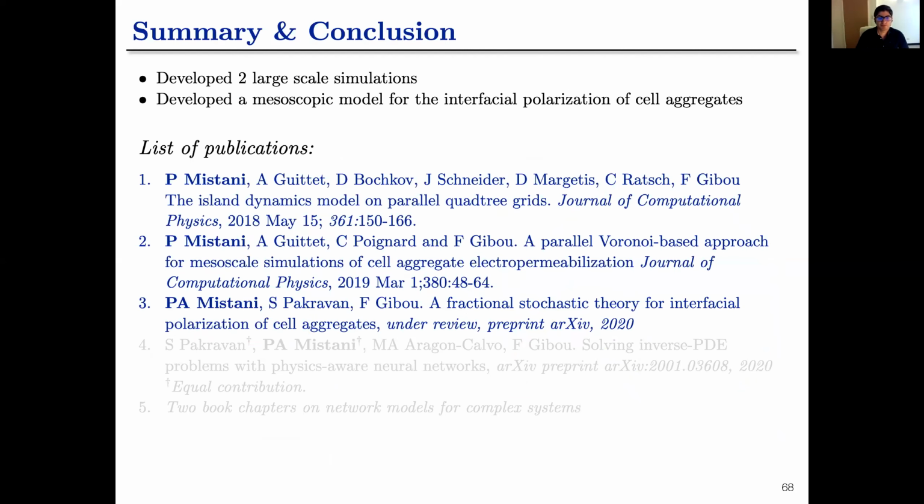And so this is the summary. Very brief summary: I developed two numerical simulations and a mesoscopic model.